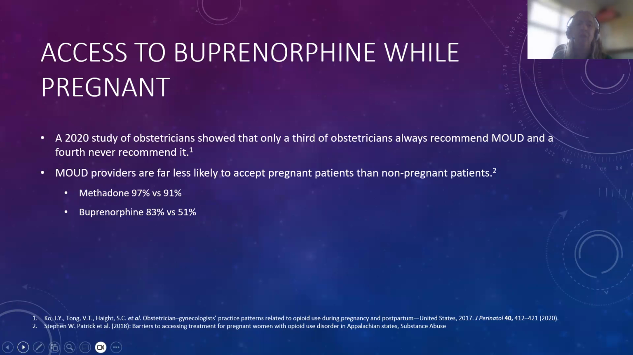of care. And then the other problem is that it's going to be harder for a pregnant patient to find someone to give them medication for opioid use disorder. A study where they called methadone providers found that 97% were accepting new patients, but only 91% would accept them if they were pregnant. And it was far worse for buprenorphine. 83% of buprenorphine providers were accepting new patients, but only 51% would accept them if they were pregnant.